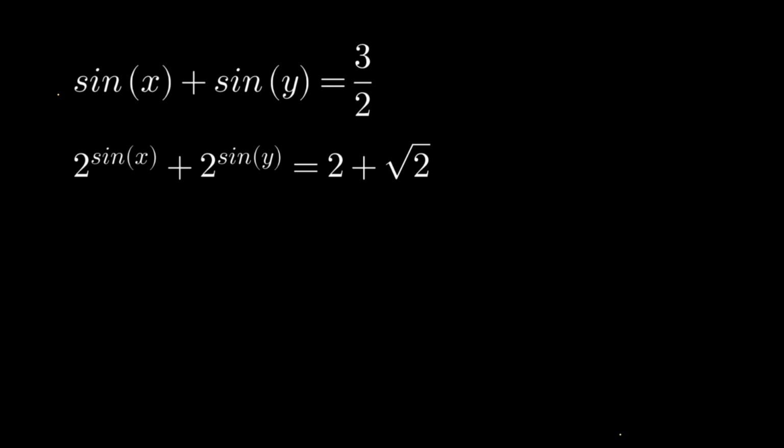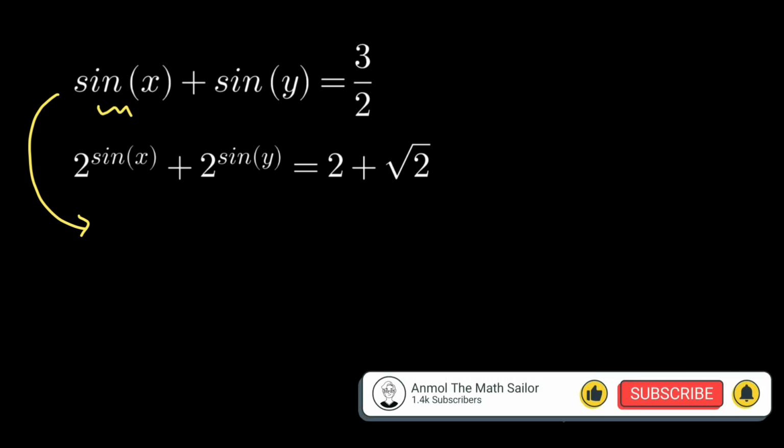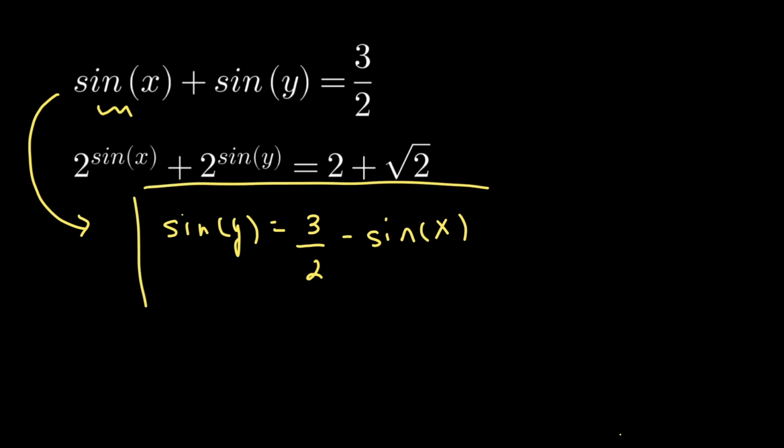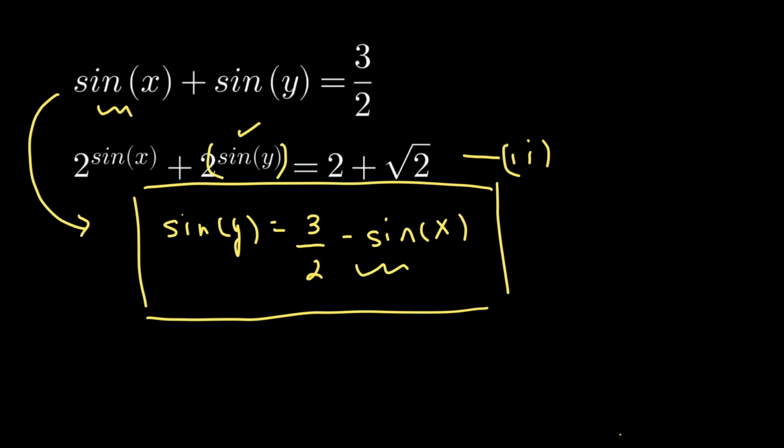So the first thing that I will do is I will take this first equation and subtract sin of x on both sides. So when I do so, I will get the value of sin of y equals 3 upon 2 minus sin of x. So here we have ultimately got the value of sin of y in terms of sin of x. So now what I will do is I will take this second equation and in this I will replace the sin of y with its value that we have just got.